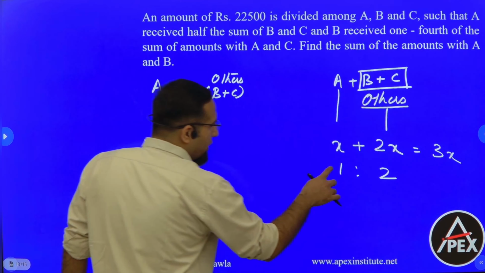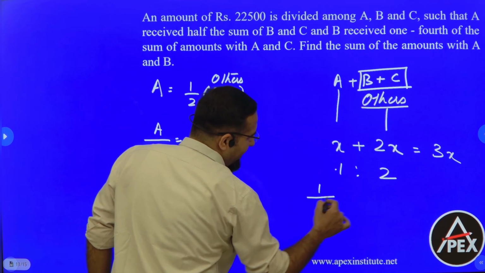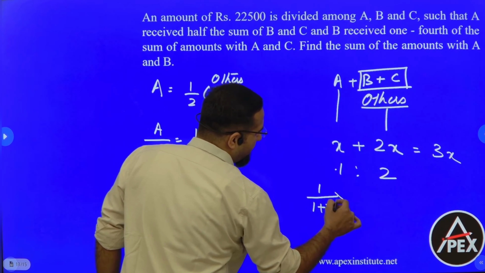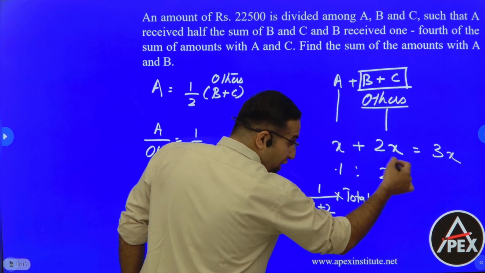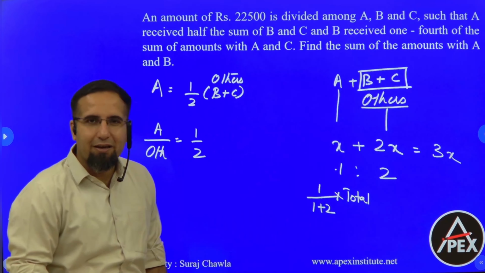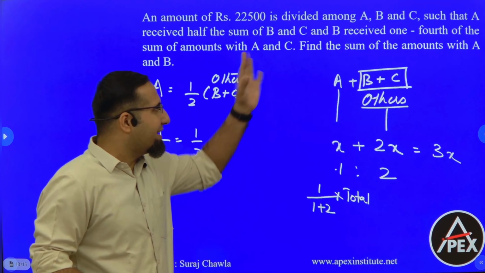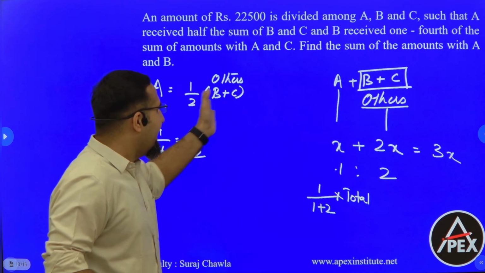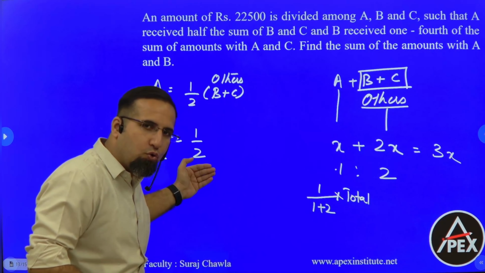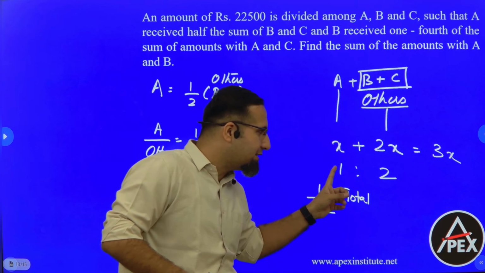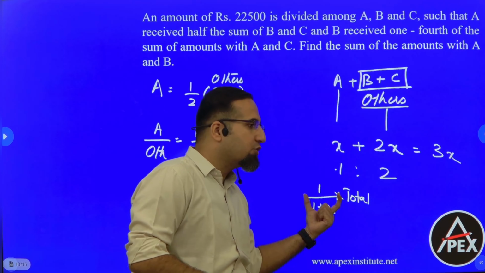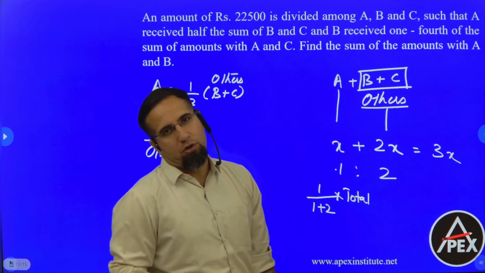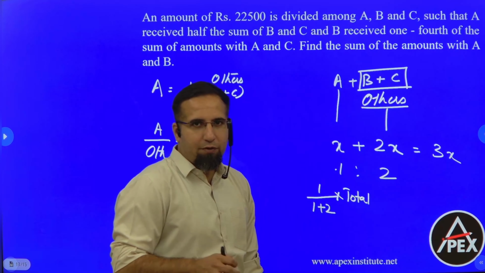So therefore, A's share becomes 1 divided by 1 plus 2 of total. And this others share is something that I don't need to calculate. So from here, I can directly say that if A is to others is 1:2, if A is equal to 1 and others is equal to 2, so total part is equal to 3. So this becomes 1/3 of total. Clear with this point here guys?